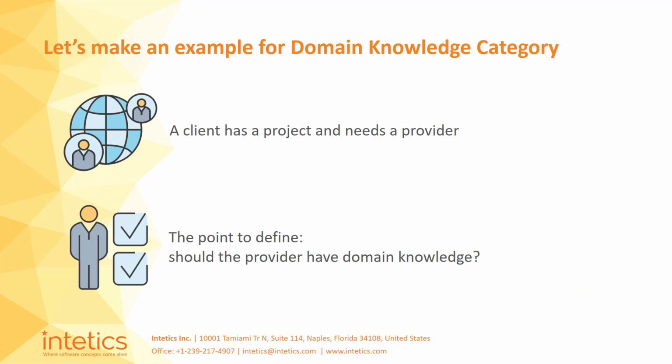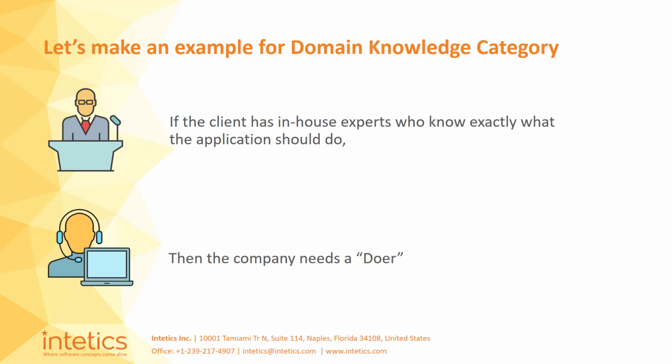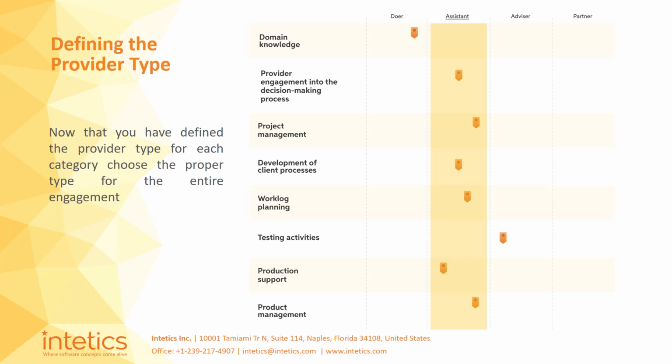To make this more reasonable, let's make an example for the domain knowledge category. Let's imagine a client has a project and needs a provider. The question under consideration is, should the provider have domain knowledge or not? If the client has in-house experts who know exactly what the application should do, then the company needs a doer. Well, now when you have defined the provider type for each category, you should choose the proper type for the entire engagement. You can see an example in the screen picture.